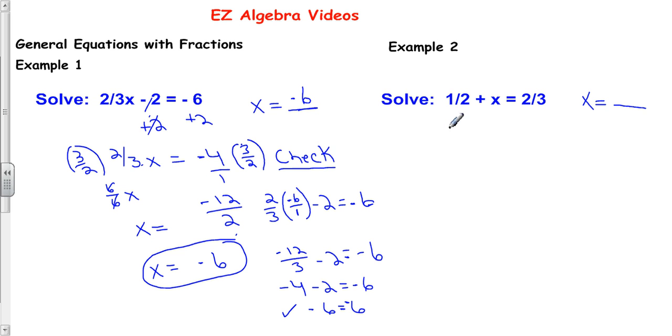So the way that you do that is we have 1/2 plus x equals 2/3. We are going to find the common denominator between these two fractions, the lowest common denominator. Well, right off the bat, we can look at it. This is halves and this is thirds. So we can multiply the 2 times the 3, which equals 6. So 6 would be our common denominator, a 6 on the bottom.